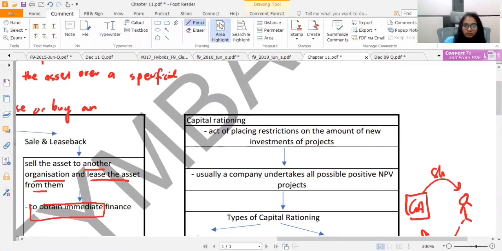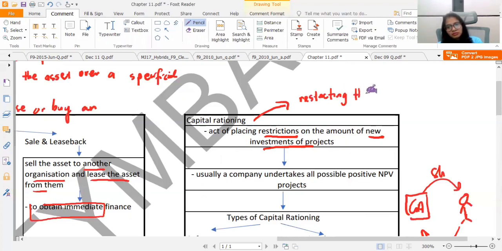So capital rationing is placing restrictions on the amount of new investment projects. Or you can say that capital rationing is a restriction on the amount of capital, because sometimes it's from internal sources. Sometimes I'm just going to erase the whole thing and rewrite it here, sorry. Okay.